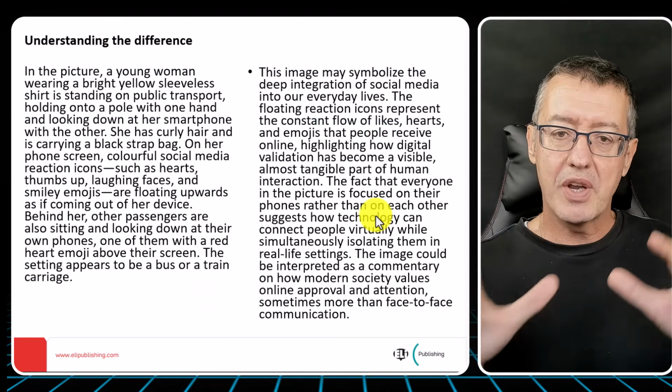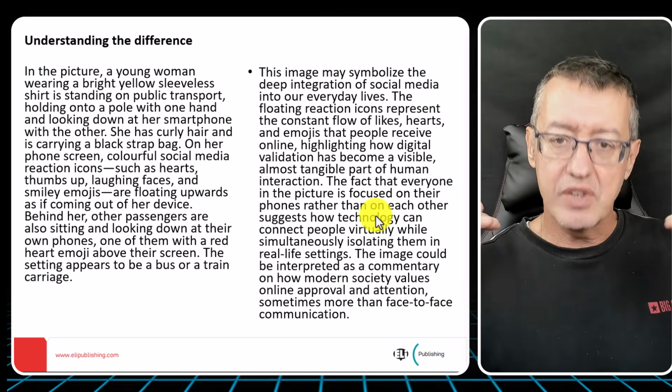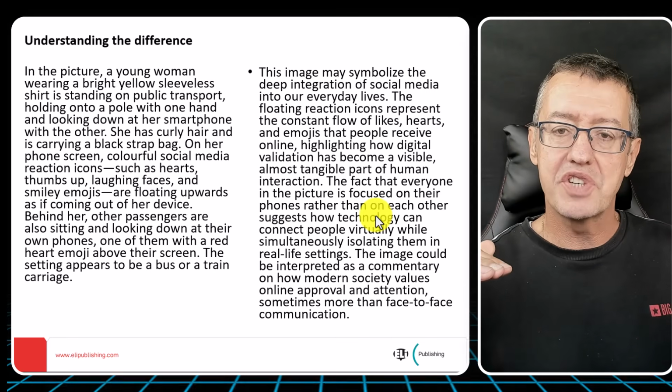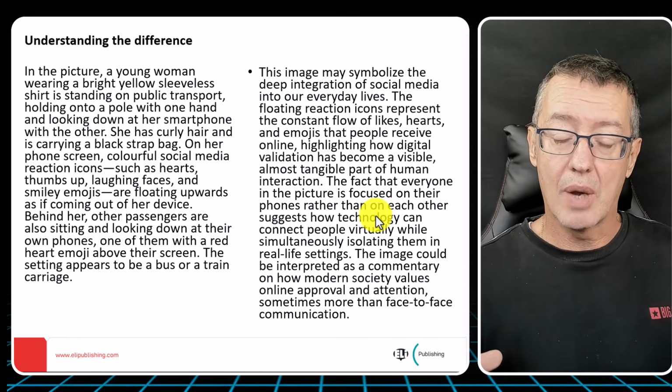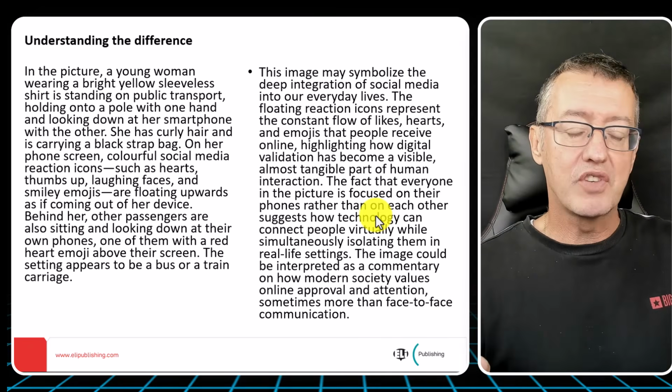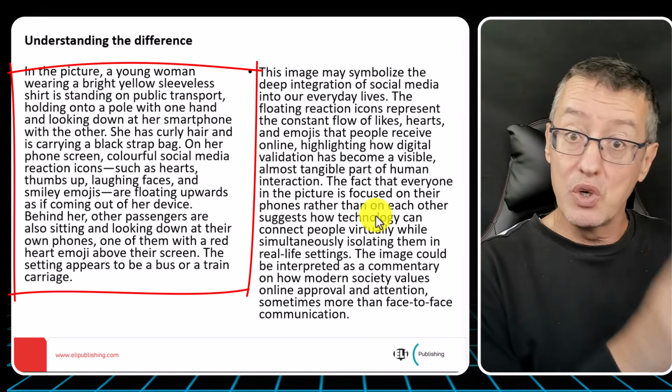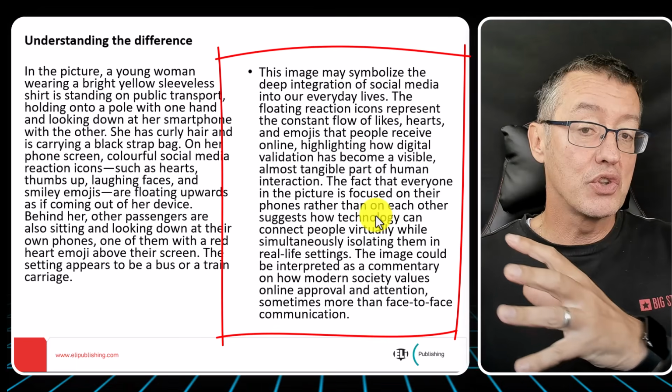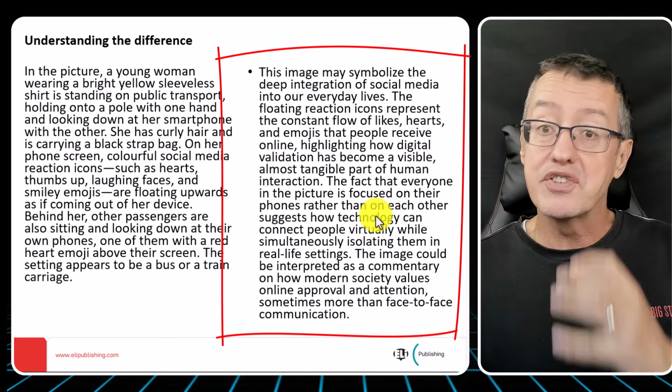Now, Google Gemini produced this text. I have to say, the first time I did it, I didn't ask Google Gemini to control the level. I was just testing the idea. So I've got a text on the left that is purely a description and a text on the right that is purely an interpretation.